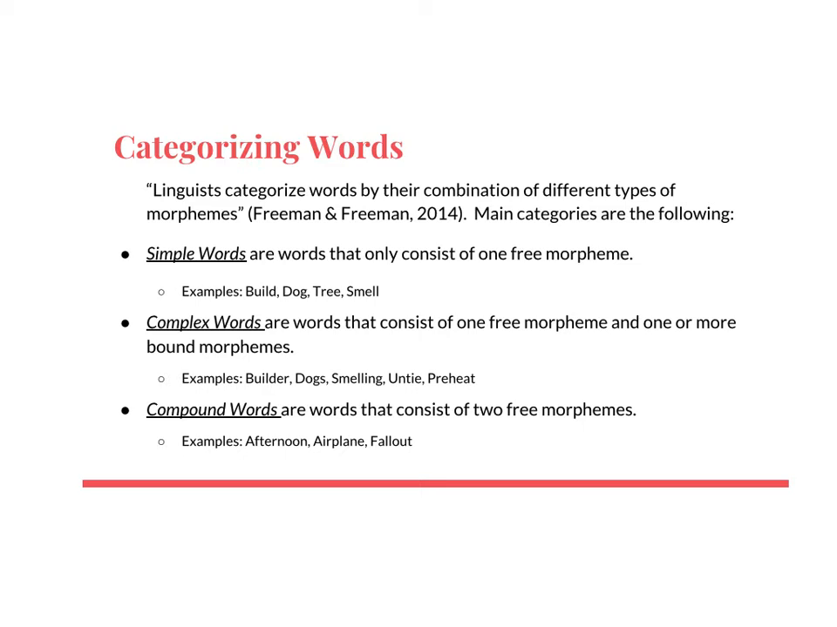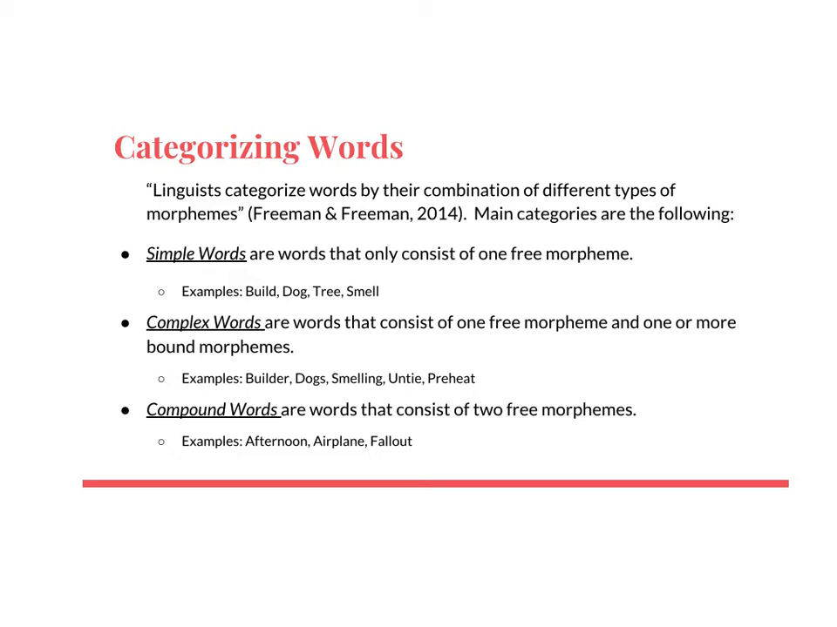Complex words are words that consist of one free morpheme and one or more bound morphemes. For example, the word build, added with the suffix er, becomes builder, having one free morpheme and one bound morpheme. In the word dogs, the suffix s is added, making it dogs. In the word preheat, the prefix pre is added to the word heat, making the word preheat.